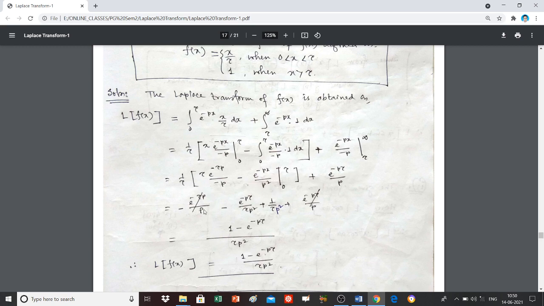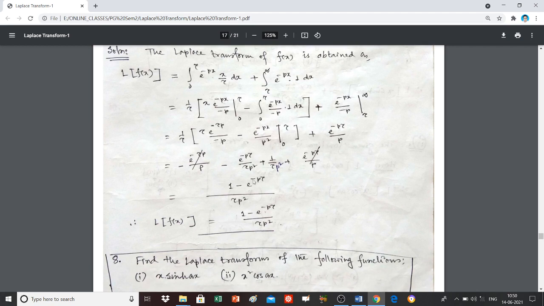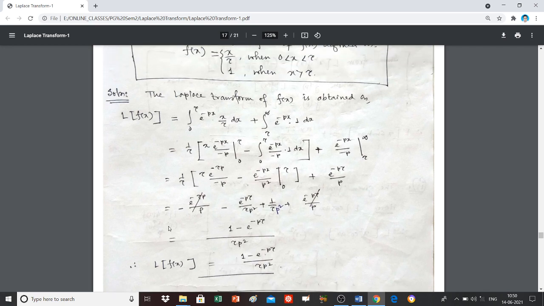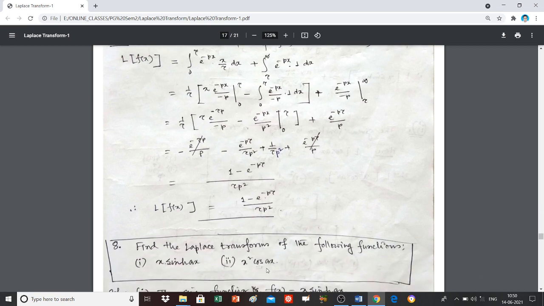So this term and this term will cancel each other. Finally, you have from here tau p square is here. So in this term there will be 1, and from here it will be minus p tau. So from this you can easily write that the Laplace transform of the function that is defined here is given by 1 minus e to the minus p tau by tau p square. So this is the solution of this problem.